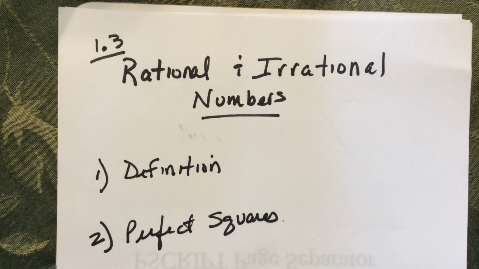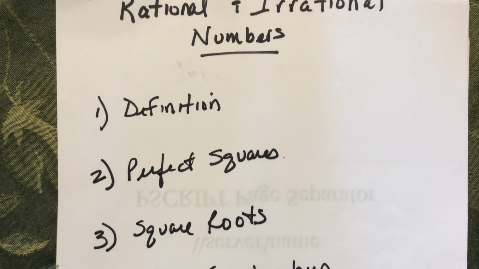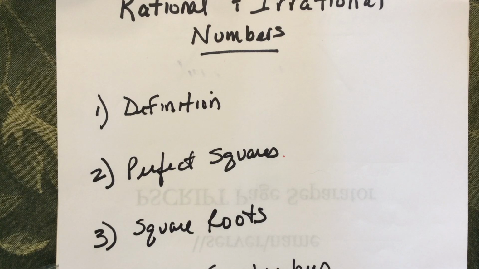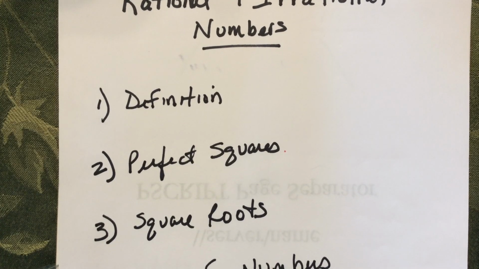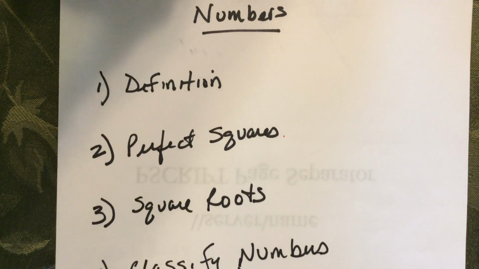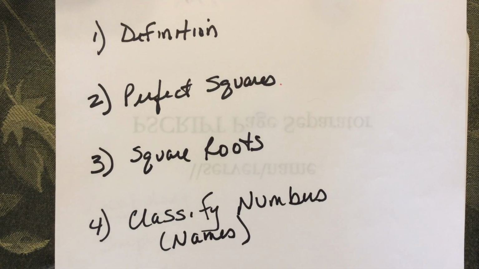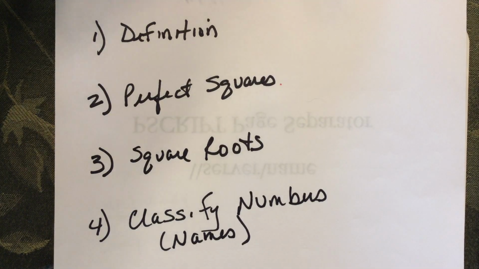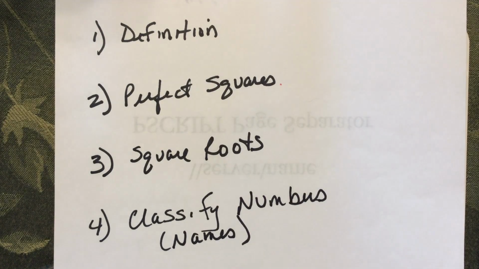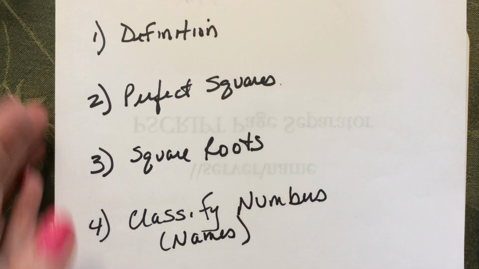to go through. First, we're going to talk about definitions. Then we're going to talk about perfect squares. I'll explain what that means. And square roots, they go together. And then we're going to talk about classifying numbers. And classifying numbers means we're going to give things names. So we're going to call them by a couple different new names here, okay?